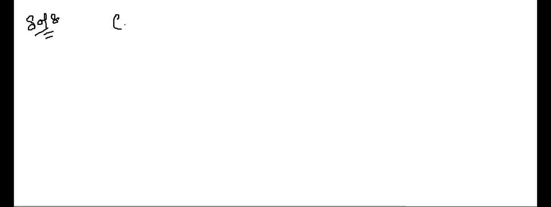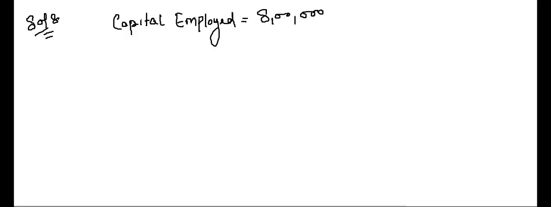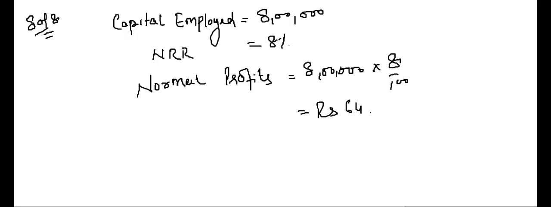First we'll calculate capital employed. Capital employed we are given in the question. Capital employed is 8 lakh. What is the normal rate of return? It is given as 8%. So what are normal profits? Normal profits are capital employed into normal rate of return divided by 100. This comes to rupees 64,000.